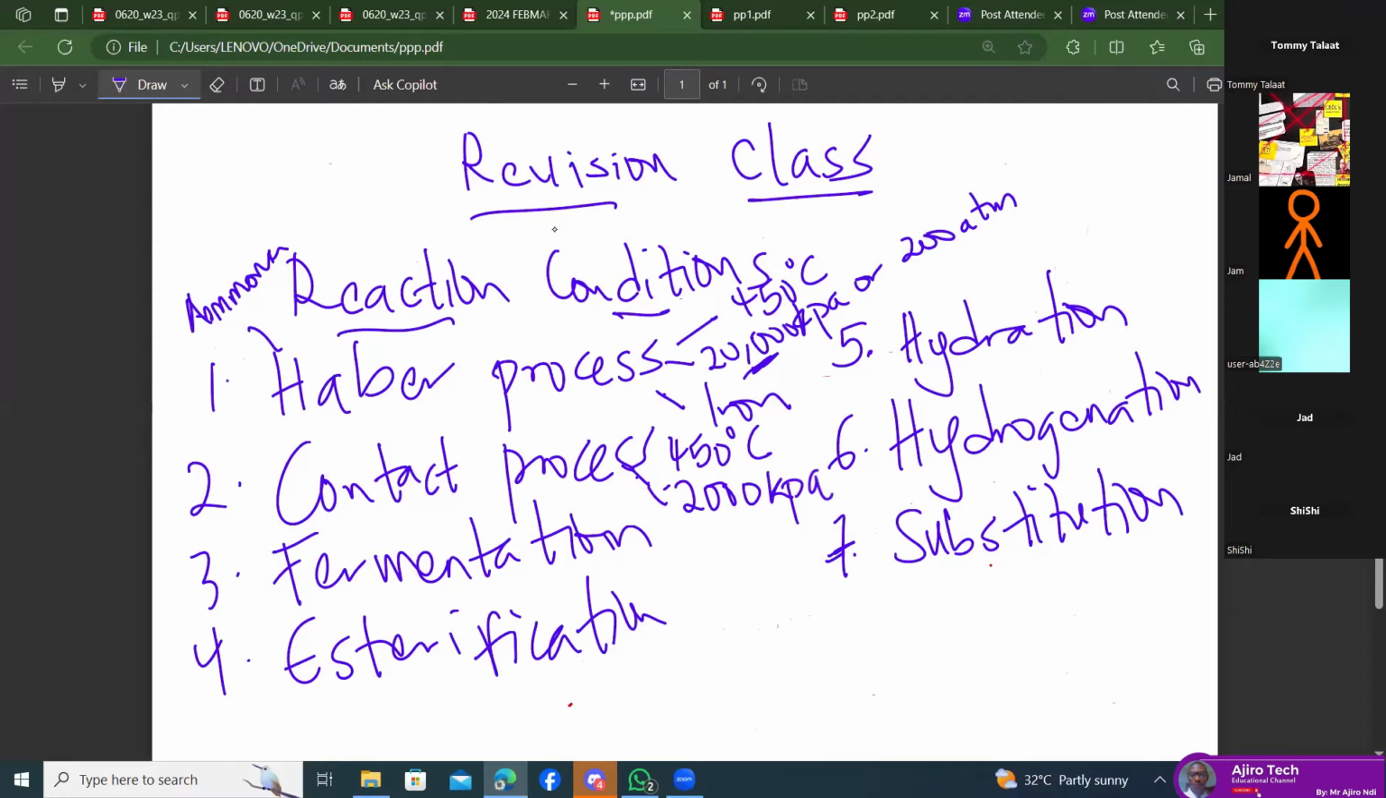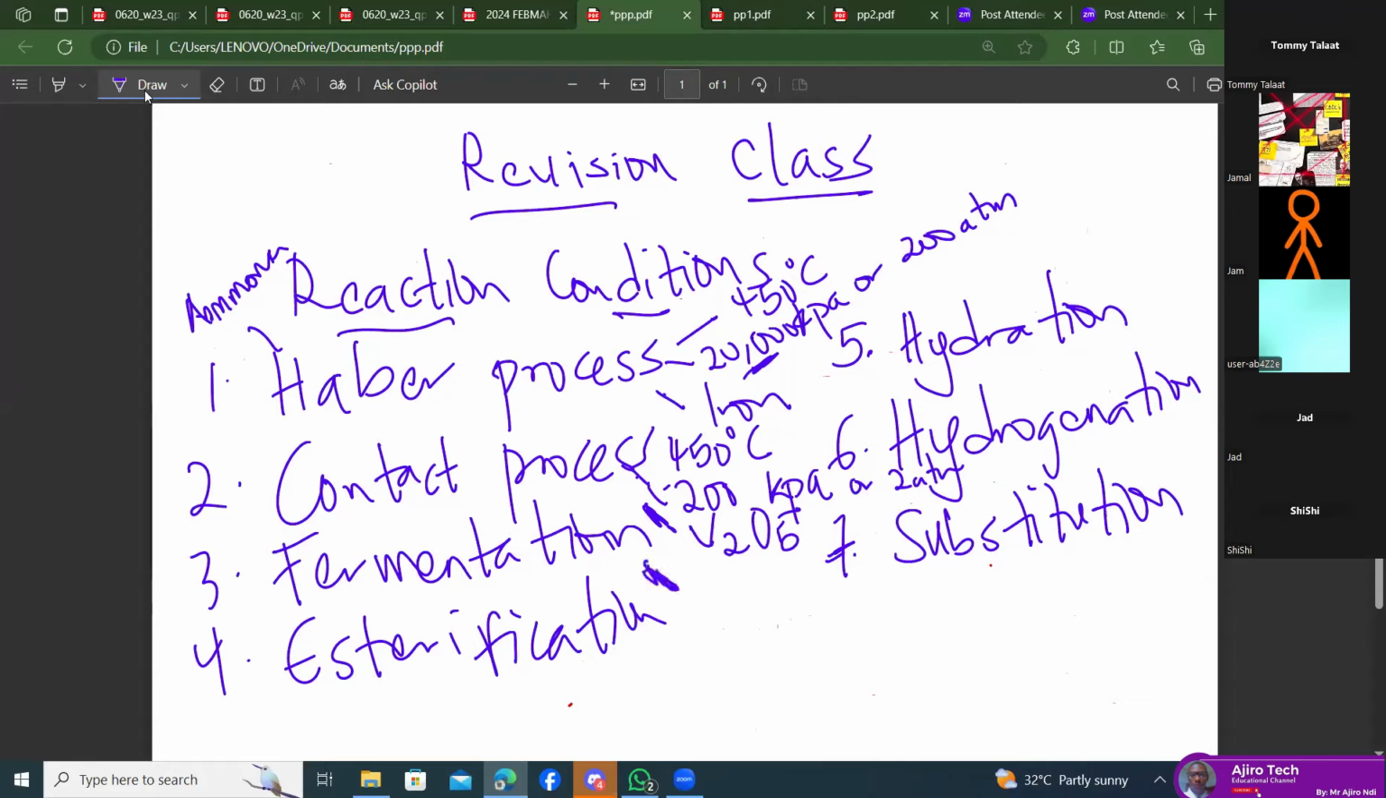It's 200 kPa, sorry, not 2,000 kPa. It's 200 kPa, and if you divide it by 100, you have 2 atm. And then the catalyst in this case is vanadium(V) oxide. So this is the information you need to review as far as the reaction conditions are concerned.